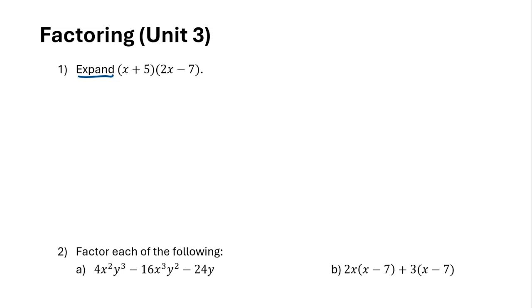So the first thing we want to do is expand. That's the opposite of factoring. The way we expand a binomial times a binomial, 2 terms times 2 terms, is we do FOIL: first, outside, inside, last. So we take the x and multiply it by 2x, and that gives us 2x squared. That's the first 2 terms. And then after we get the 2x squared, we go to the next, the outside terms.